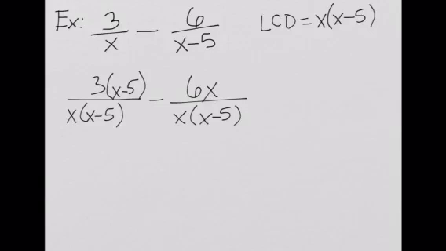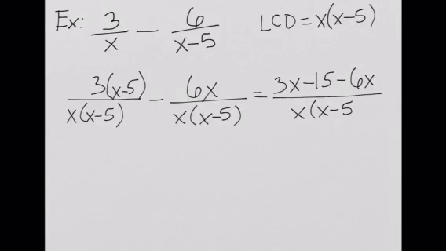Now we do have that common denominator, so I'm going to combine everything. First I'm going to distribute my 3 through, and what we wind up getting is 3x minus 15 minus 6x, all over that same common denominator of x times x minus 5. Now I see we have like terms on the top, so we can combine and clean up a little more. 3x minus 6x is negative 3x, so we have negative 3x minus 15 over x times x minus 5.